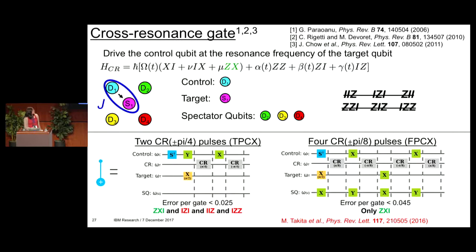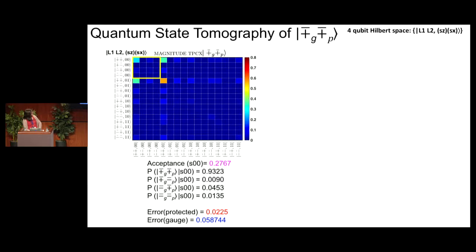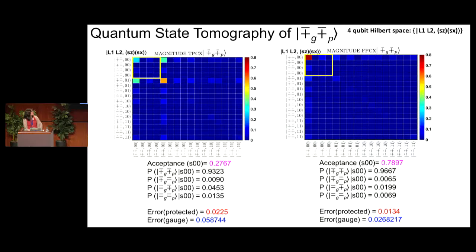So here, there are 4 pairs of CR, and all the CNOT gates had less than 2.5% error. And for the 4-pulse CR, the error per gate was a little higher. That's mainly due to the gate being a little bit longer and also having more pulses. Nonetheless, when you run the same experiment trying to make this logical state, the 422 code state, here's the previous result using the 2-pulse CR, and this is with the 4-pulse CR.